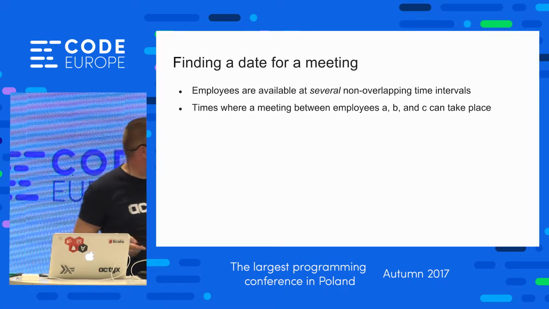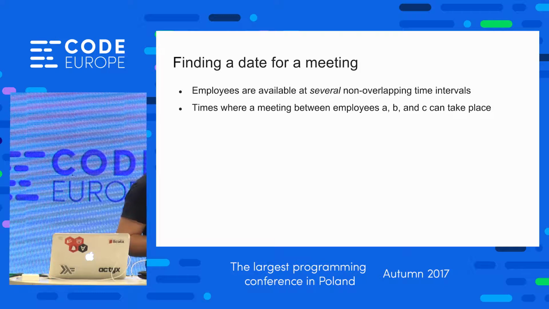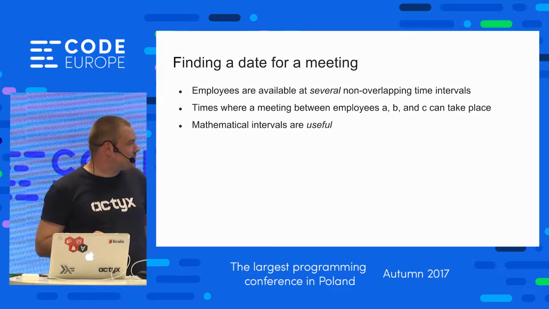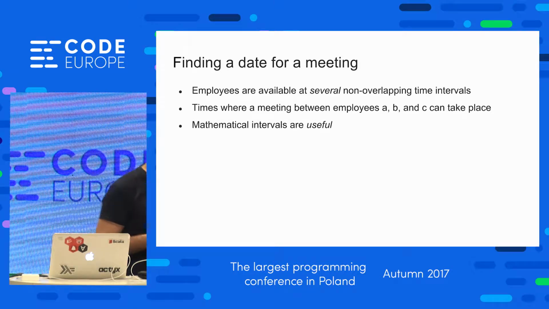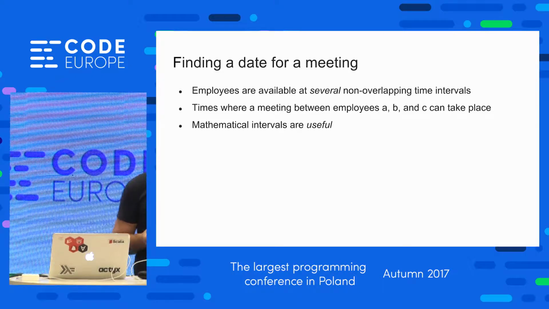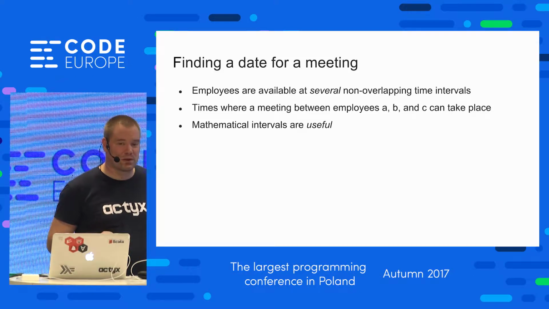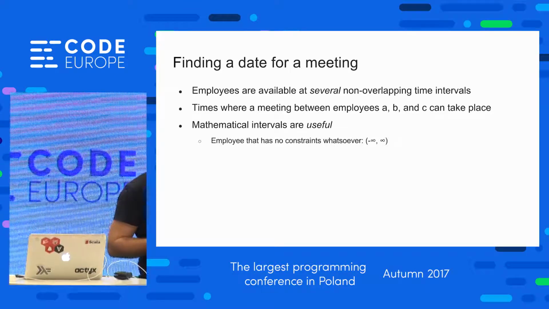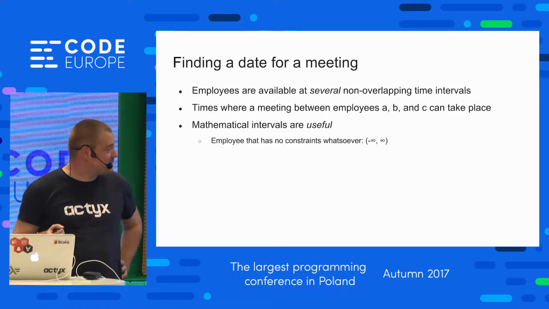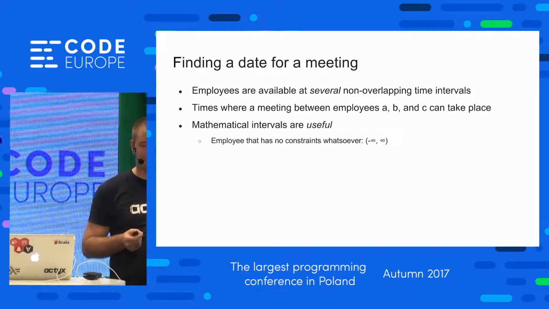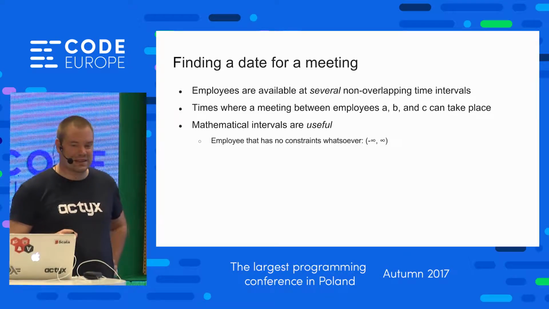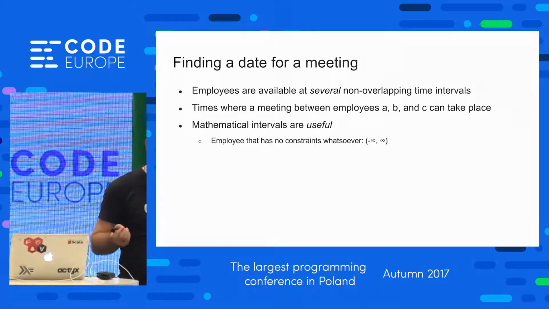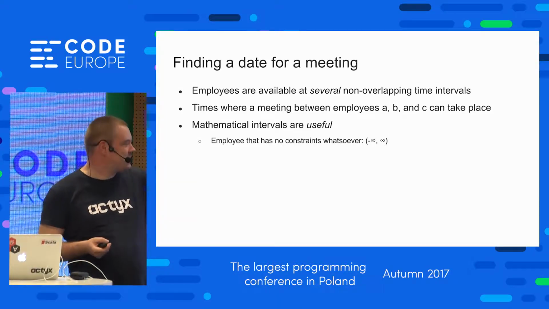Let's say our employees are gender neutral A, B, and C, and I want to show that mathematical intervals are actually useful to represent real world concepts. So, for example, an employee that does not have any constraints whatsoever. So he's the poor DevOps guy that gets called in the middle of the night and has to answer the phone. So he is basically that guy.